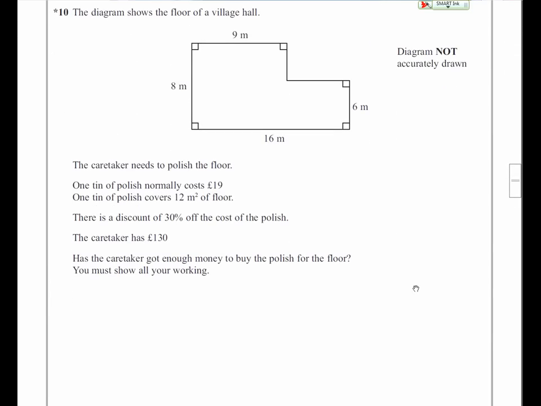The diagram shows the floor of a village hall. The caretaker needs to polish the floor. 1 tin of polish normally costs £19. 1 tin of polish covers 12 meters squared. So I'm just going to write that down. £19 covers 12 meters squared. The discount of 30% off the cost of a polish. The caretaker has 130 quid. Has he got enough to buy polish for the floor?